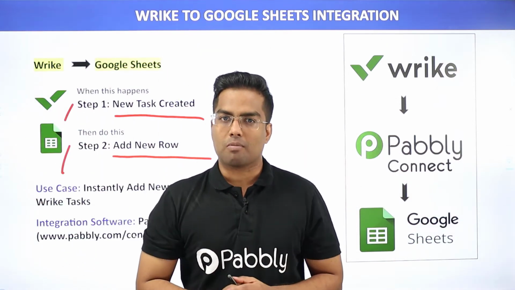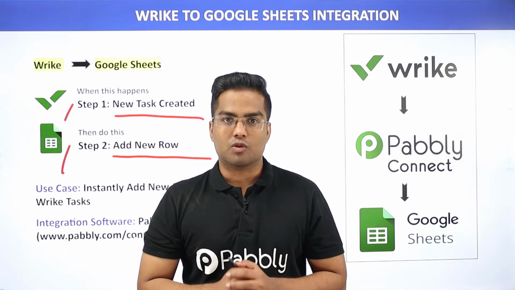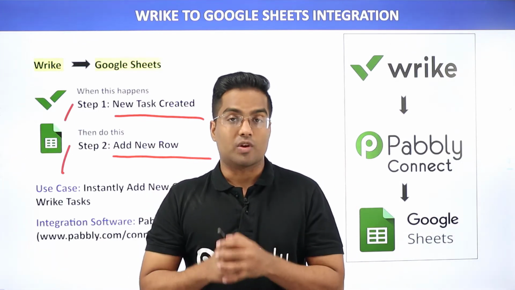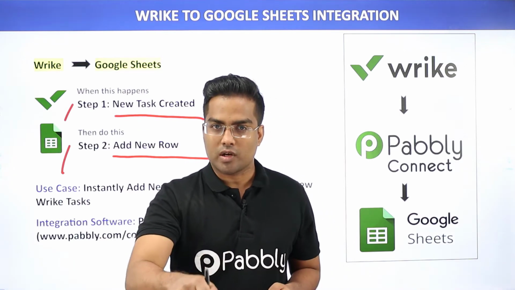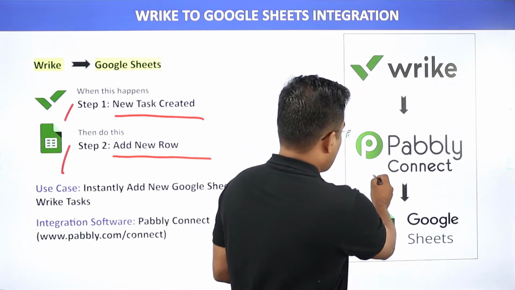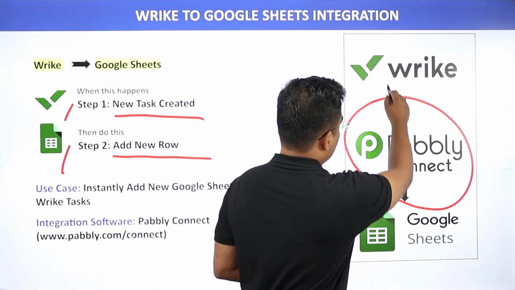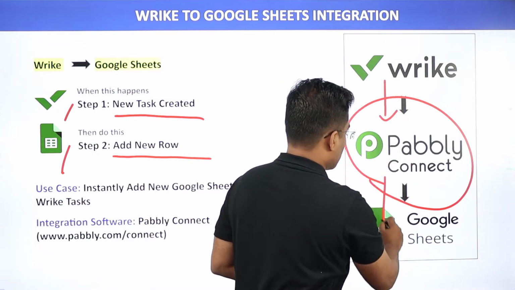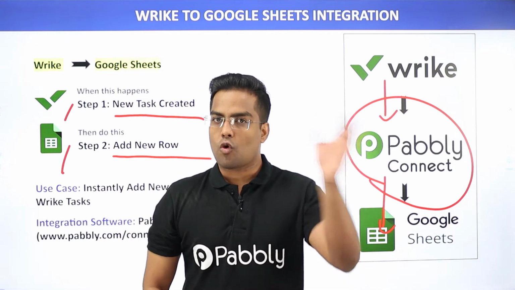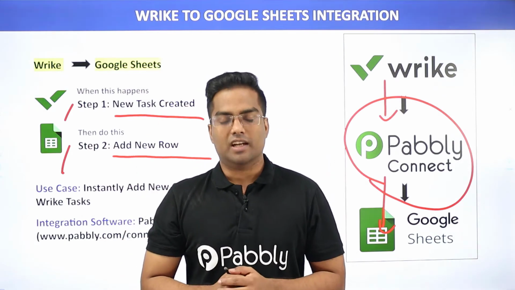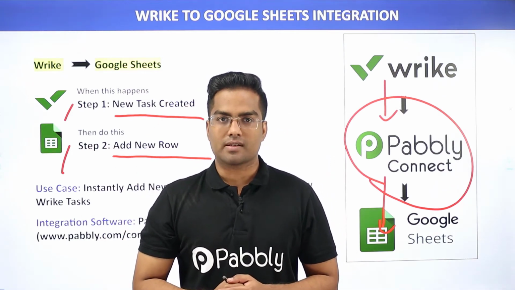But there is one minor problem. There is actually no integration between Wrike and Google Sheet. So in cases like these, we need to bring a third app to connect them both. In this video, we will be using Pabbly Connect to integrate Wrike and Google Sheet. And the best part of using Pabbly Connect is, there is no need for coding skills or programming knowledge. It can be done easily. Let me show you on my screen.